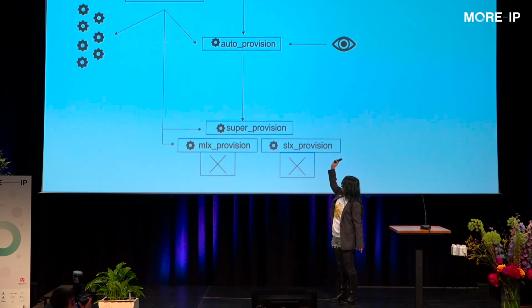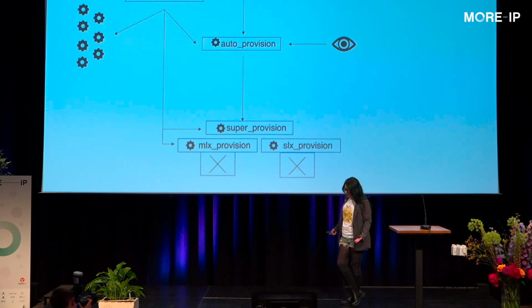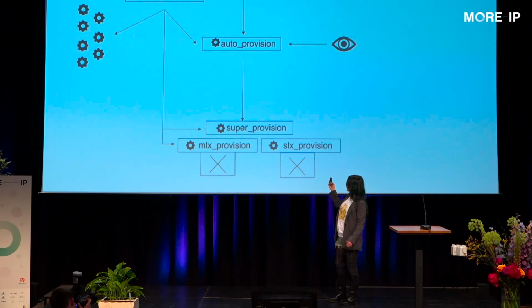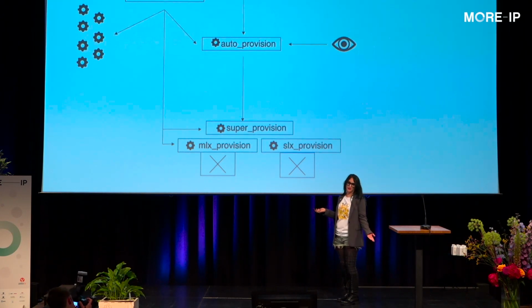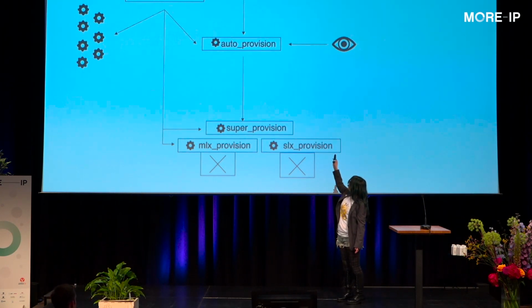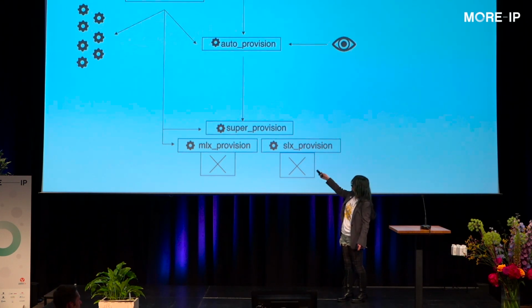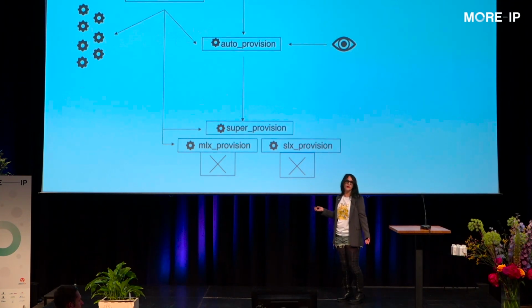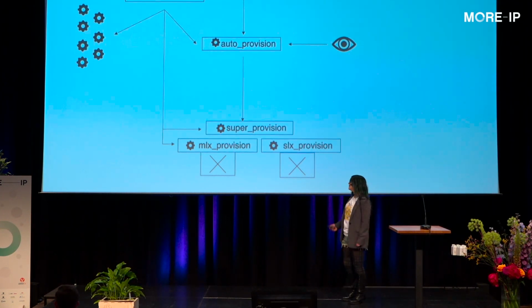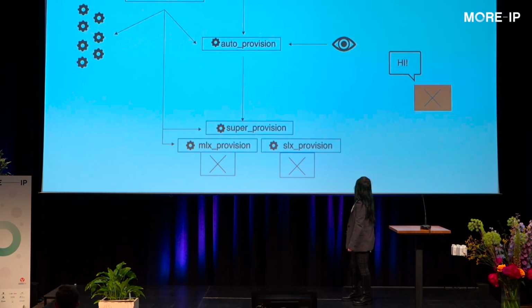In order to keep the rest of the scripts transparent, we also introduced the super provision, which is an upper layer and is mostly an interface. So the auto provision talks the same language to the super provision, and the super provision decides: is this a switch that we're trying to configure an MLX? Is this an SLX? I will divert the order to whoever I need to divert it to. So we were like this.